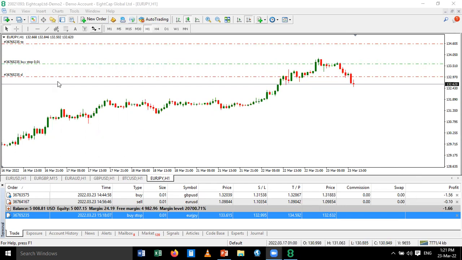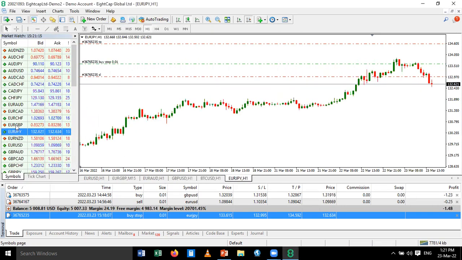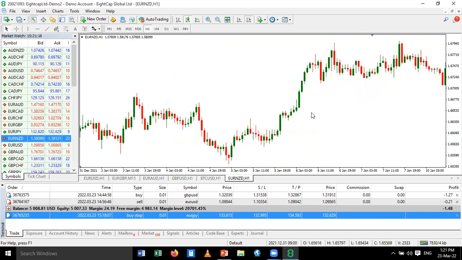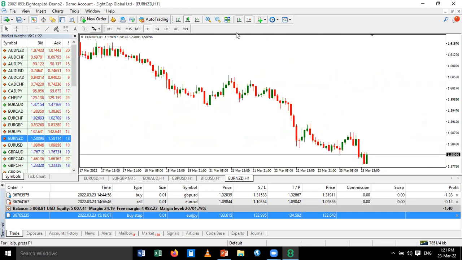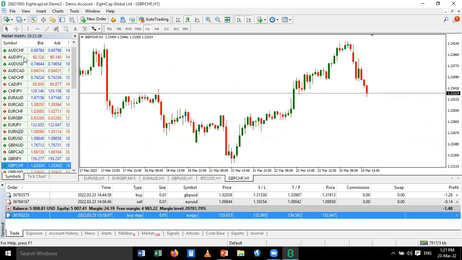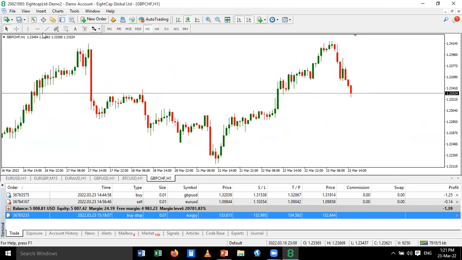Now let me do that of sell stop and sell limit. Let me see if I can get a perfect currency pair to do that with. Okay. This is a currency pair. This is GBP CHF. I want to do sell limit and sell stop.